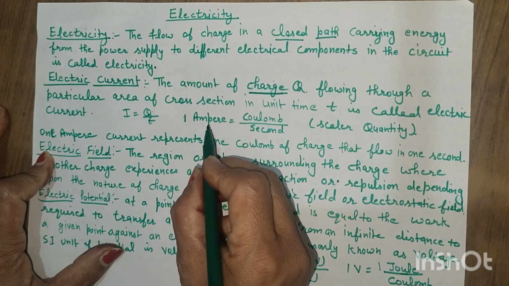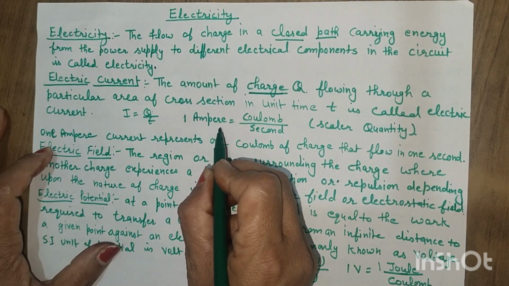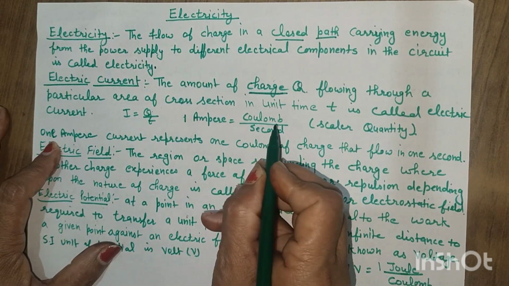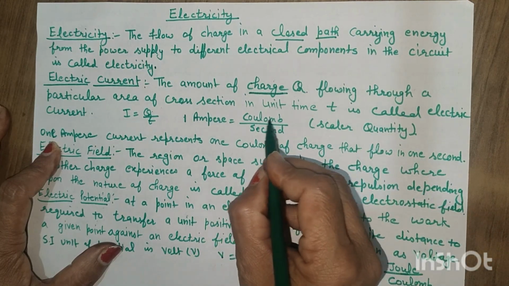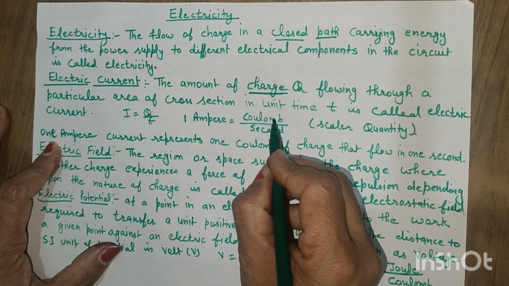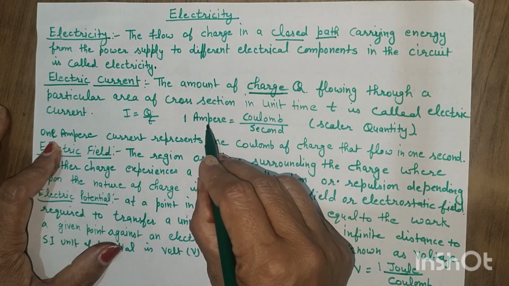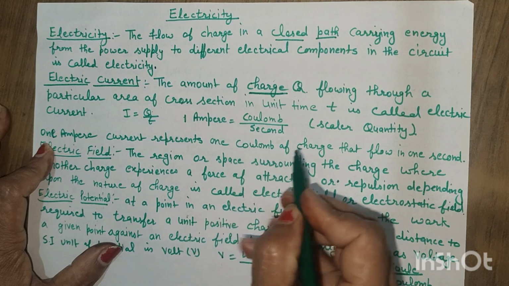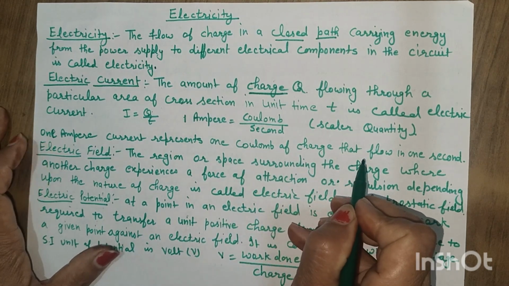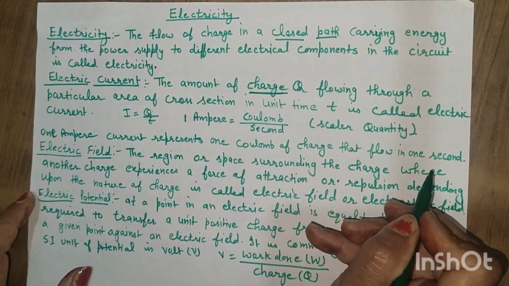Now, what is 1 ampere? 1 ampere is the current represented by 1 coulomb of charge flowing in 1 second. That is, 1 coulomb of charge flowing in 1 second is called 1 ampere.